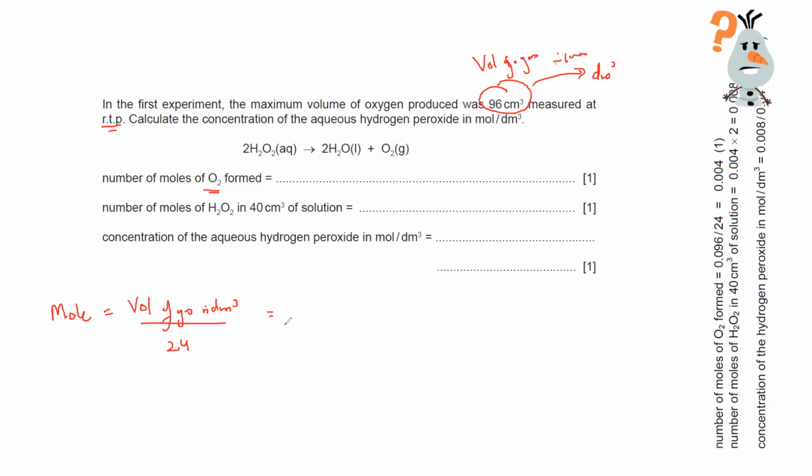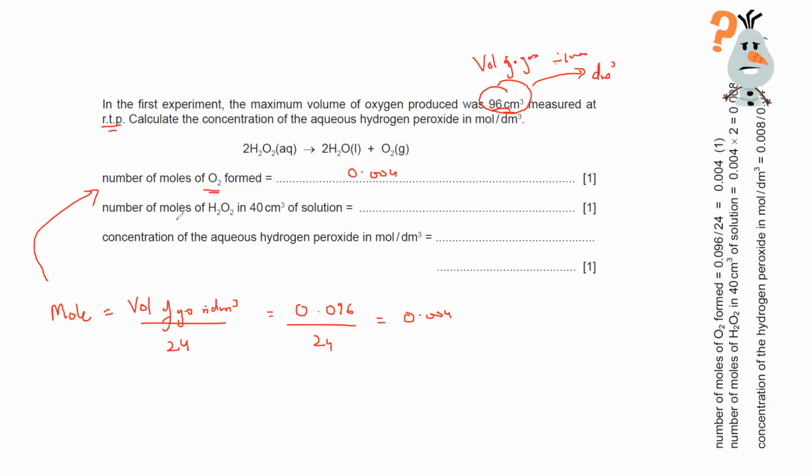96 divided by 1000 equals 0.096. So 0.096 divided by 24. When we divide them, we'll get 0.004. So the number of moles of oxygen formed is 0.004. That's the first part, for which we use a formula to get the answer, as the volume of the gas is given and we need the moles.